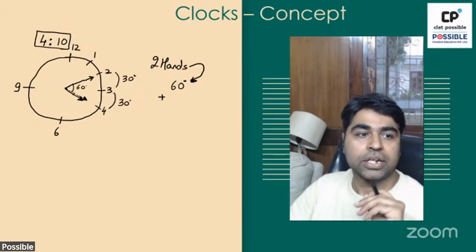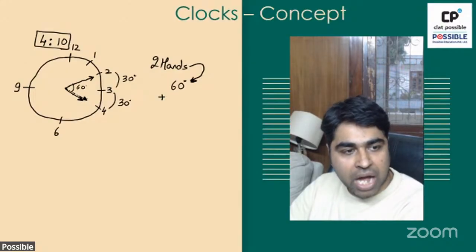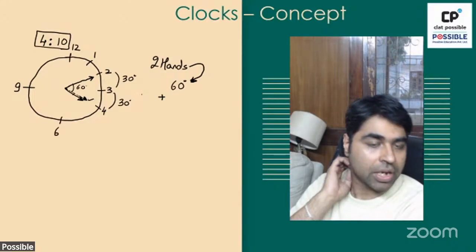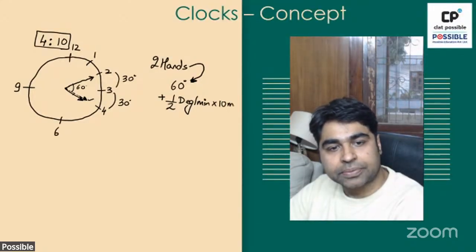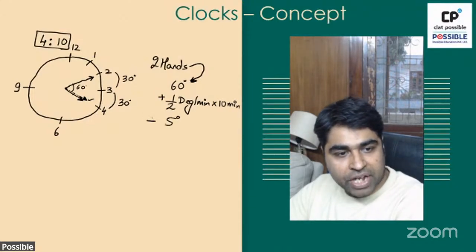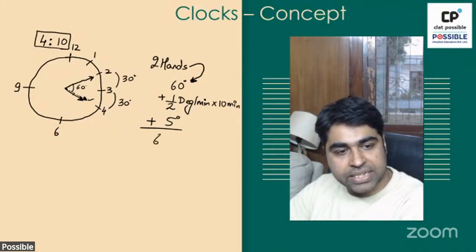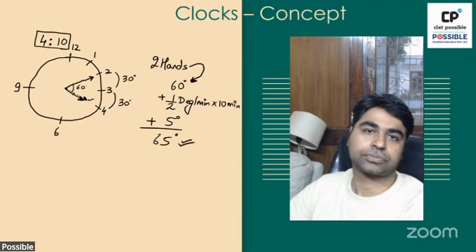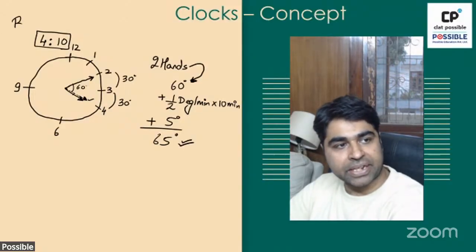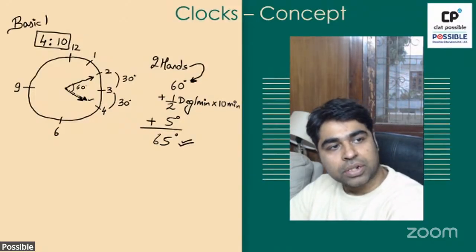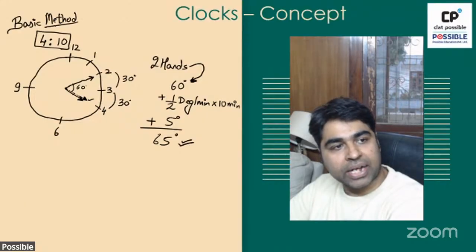The hour hand. Because exactly at 4 o'clock the hour hand was here. But in 10 minutes, the hour hand must have moved. By how much? Half a degree per minute, so in 10 minutes it would have moved by 5 degrees. And it would have increased the angle? Yes. So the answer will become 65 degrees. Okay. So this is the basic method, the foundation method to find out the angle between the two hands.